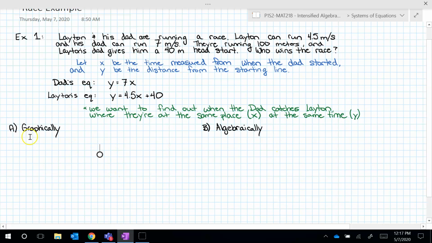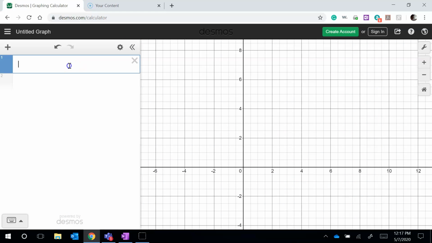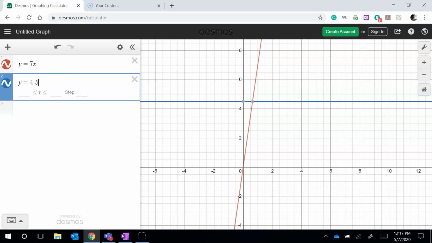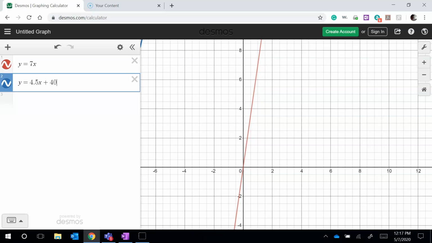We're going to do this two different ways. First, we're going to do it algebraically. So we're going to do that just in Desmos. We have our two different equations. The dad's is y equals 7x, and the kid's is y equals 4.5x plus 40.